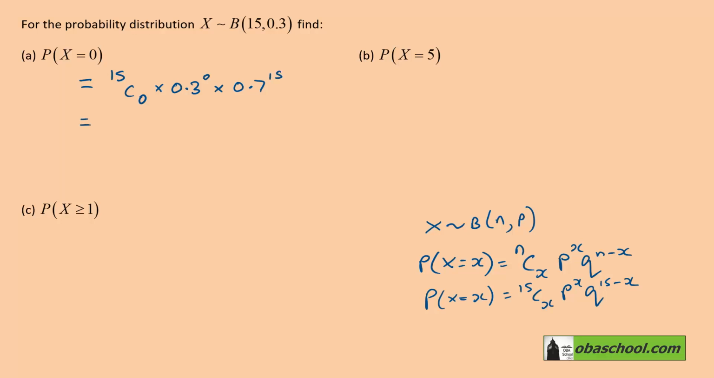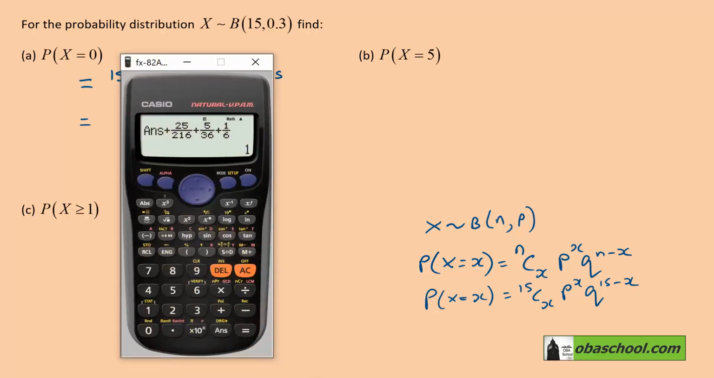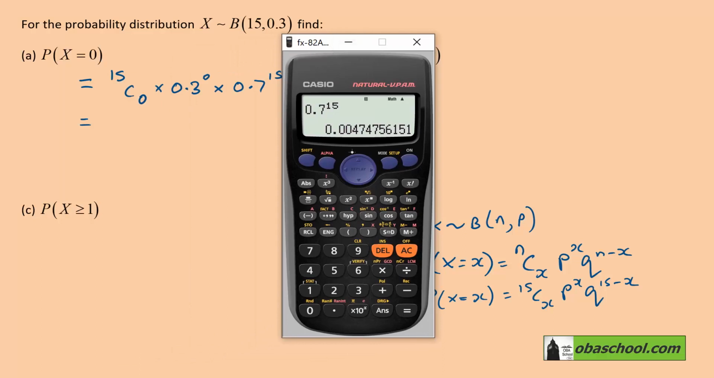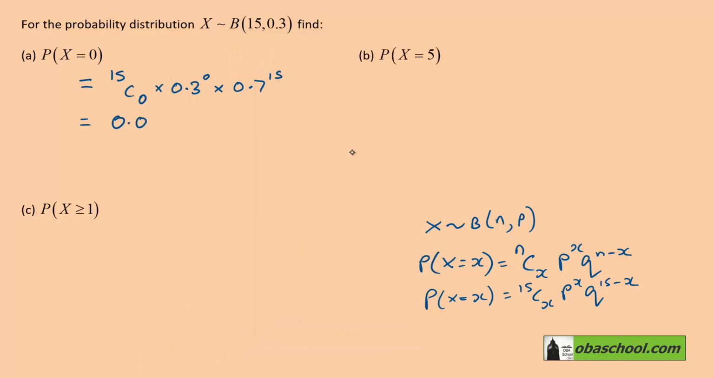And 15C0 is 1, and so is 0.3 to the 0. So this is just 0.7 to the power 15, which is 0.0047. Correct to 4 decimal places.